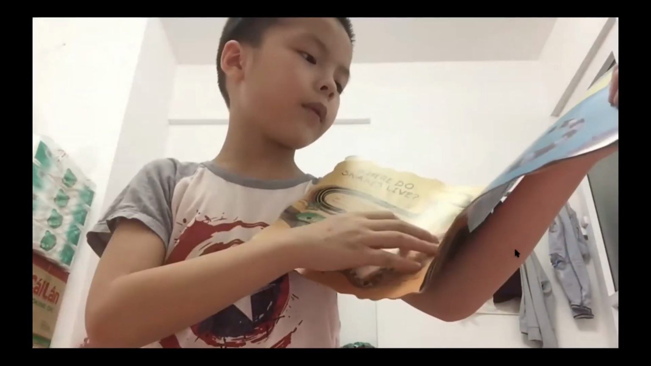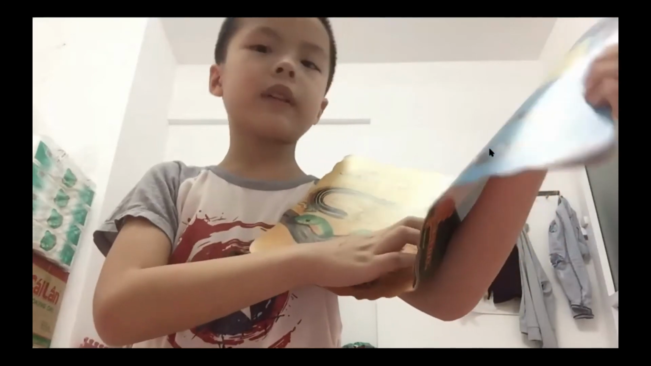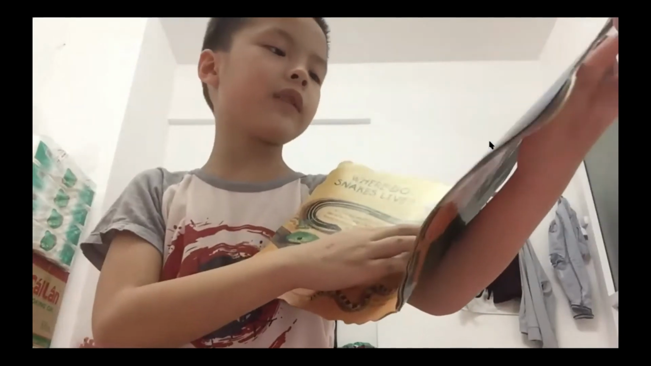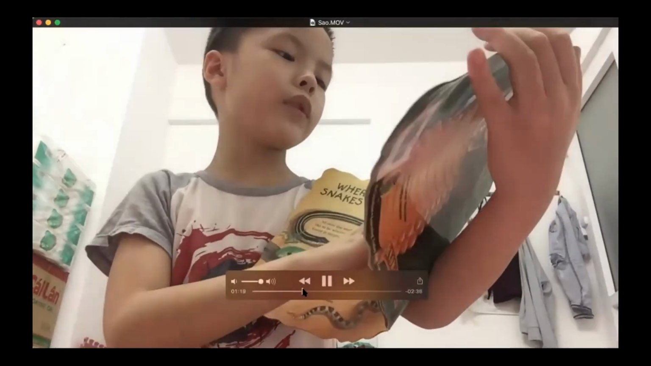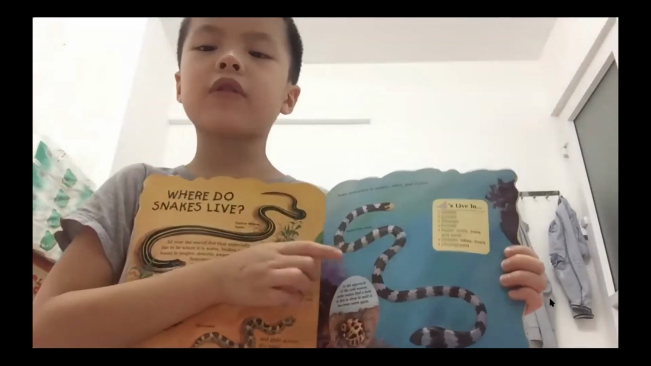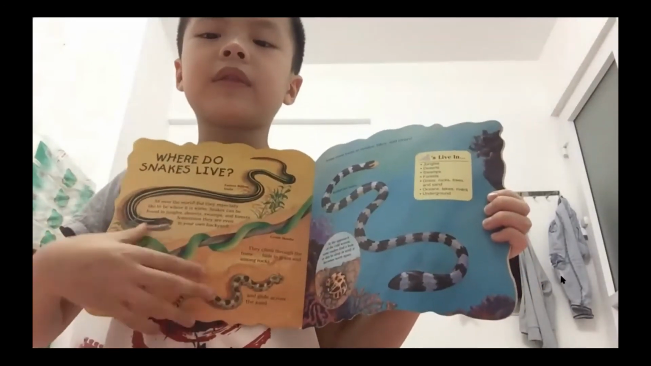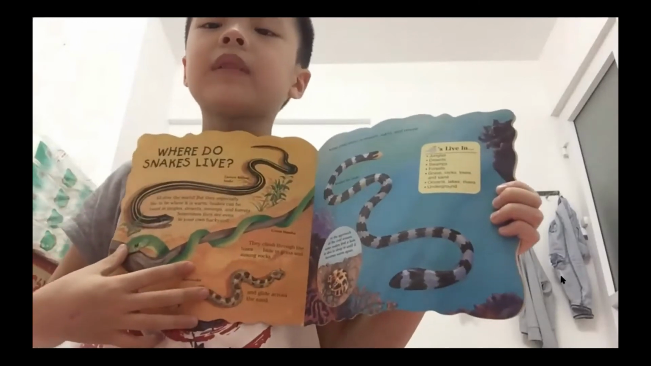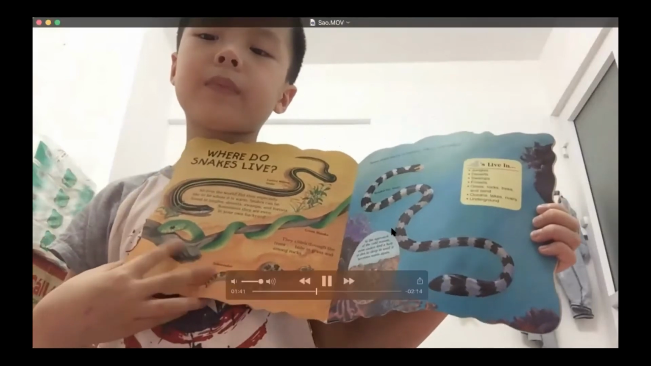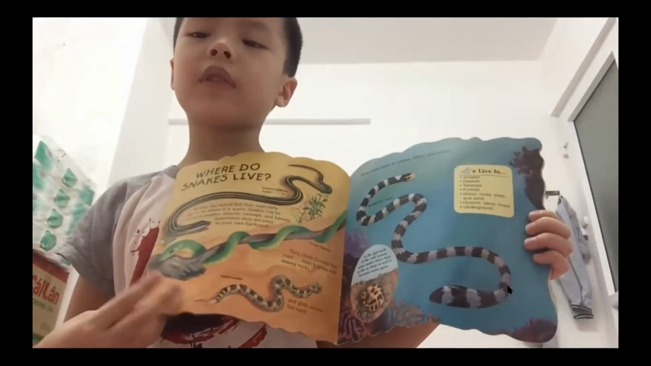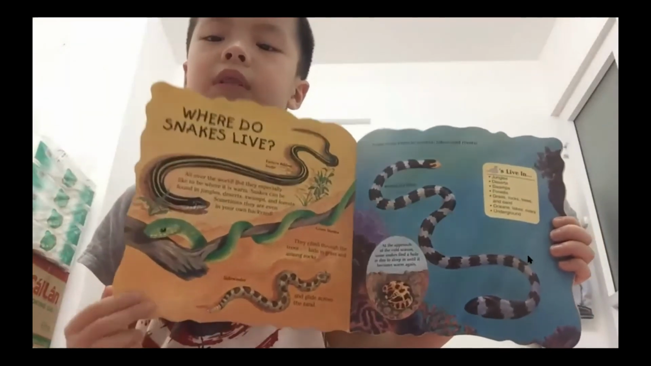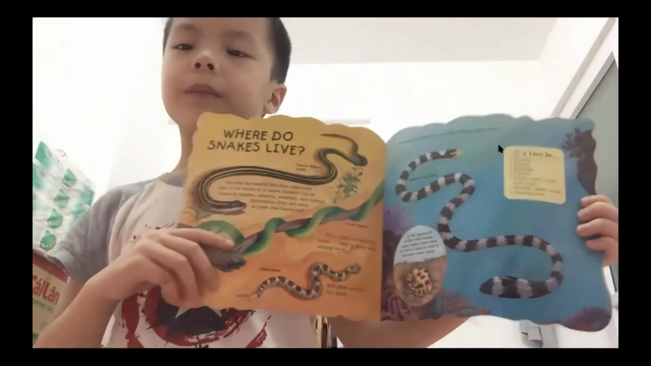But when the winter is longer, the snakes don't have anything to eat because of people pollution or throw trash in the ocean makes the snakes die. People pollute the air, so the snakes don't have enough air to breathe, so they will die too. Very good.